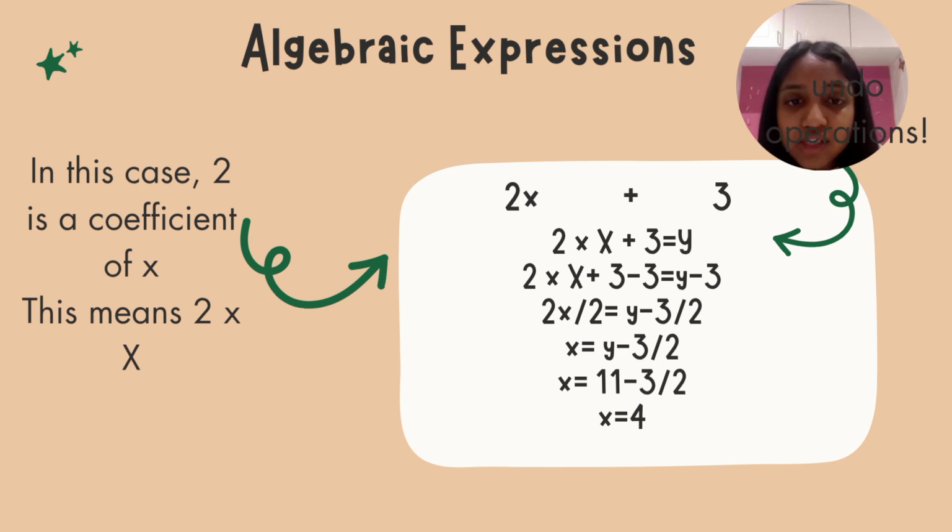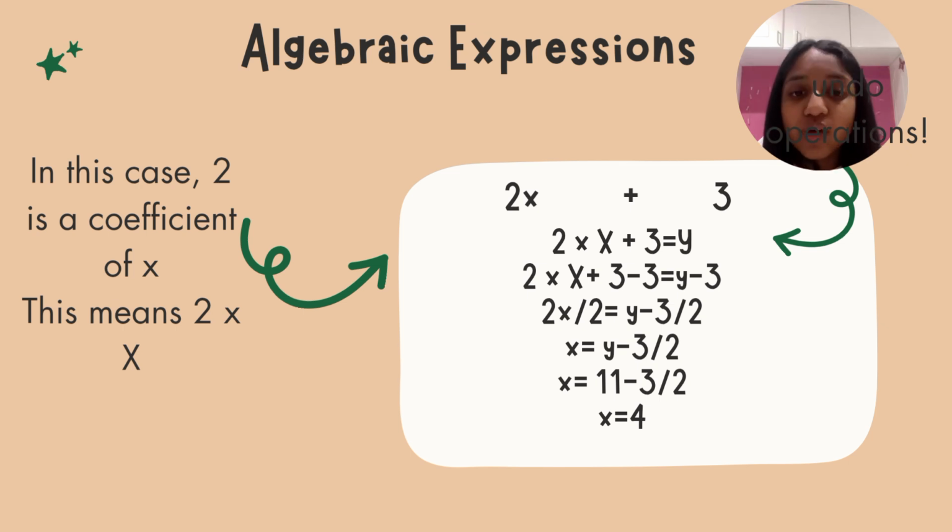After that, we can't just leave the 2 multiplied by x, we have to switch it, which is division. So we say 2x divided by 2 equals, 3 minus 3 is obviously 0, so we leave that, y minus 3 divided by 2. Why 2? Because 2 is the coefficient from the other side. We cannot just leave it divided by nothing. We have to divide it by 2.